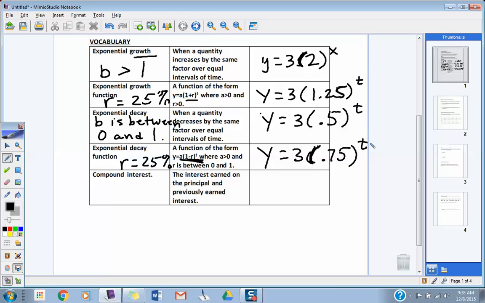4 times. Let's see, semi-annually. How many times is that compounded in a year? 2. How about monthly? If something was compounded monthly, how many times does that get compounded in a year? 12 times. How about daily? 365. So you know those values. So the formula I want you to know right here is the following.